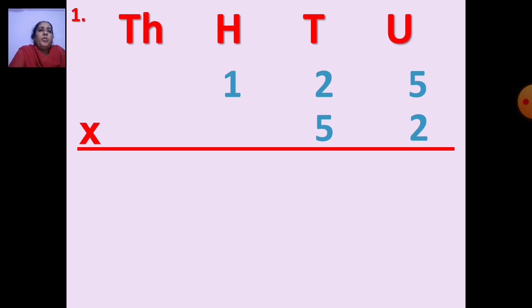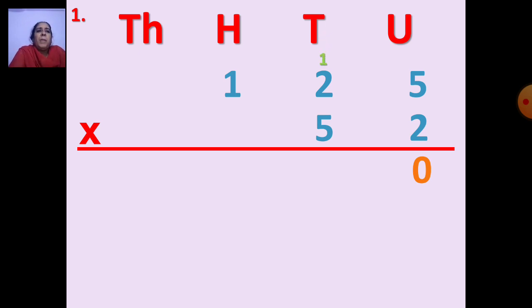Now how you're going to do? You're going to start from the units place. First you will multiply 2 with 5, then 2 with 2 and then 2 with 1, okay? Now we will start. 2 5s are 10. So 0 will come in units place, and where 1 will go? 1 will go carry over in tens place.